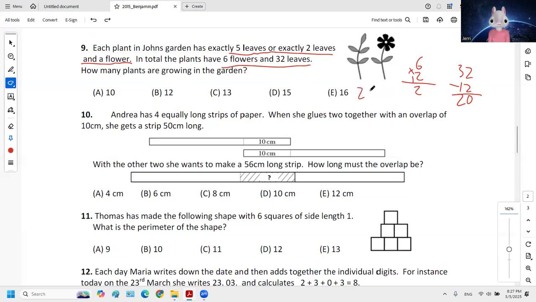Now we're going to use 20 divided by 5 because there are 5 leaves on these kind of plants. Equals 4. There are 4 of these plants. 4 plus 6 equals 10. So A is the answer.